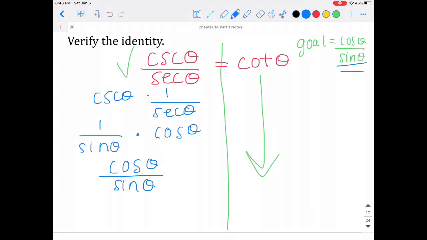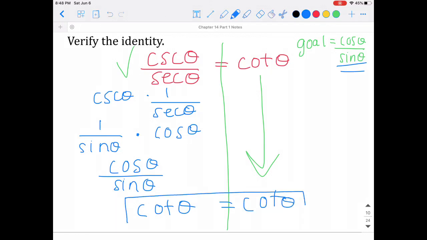Cosine of theta over sine of theta simplifies to cotangent of theta, which is equal to our right side, which is cotangent of theta. Once the left and the right side are exactly the same, we have verified that these identities are equal.